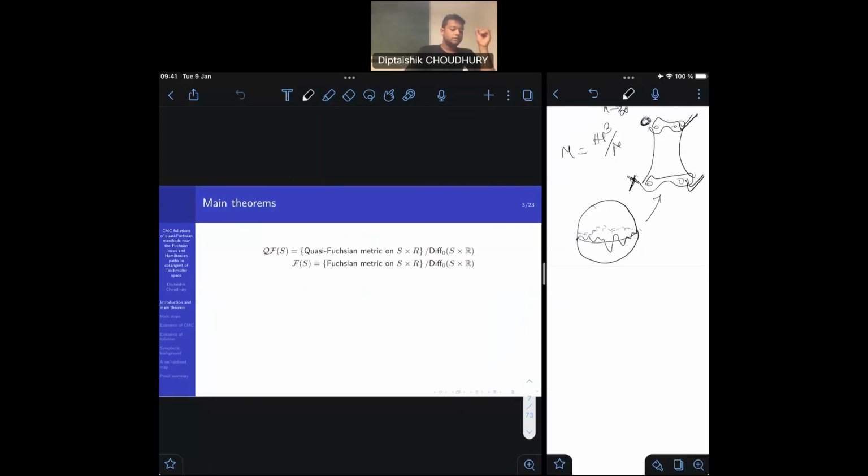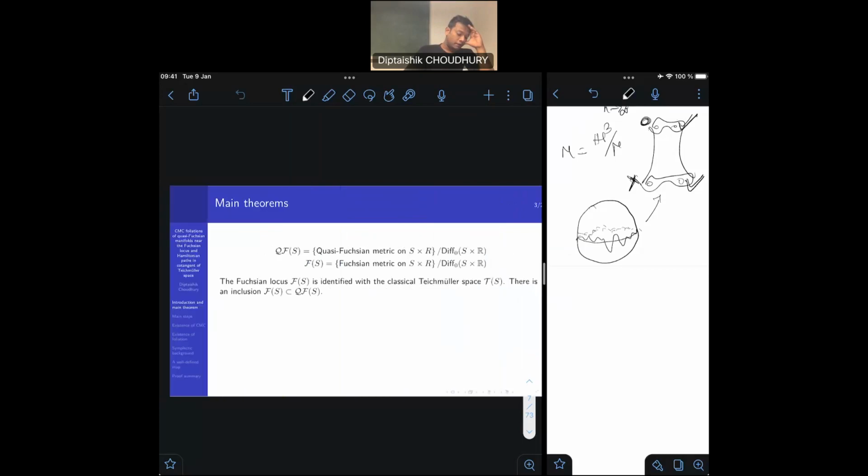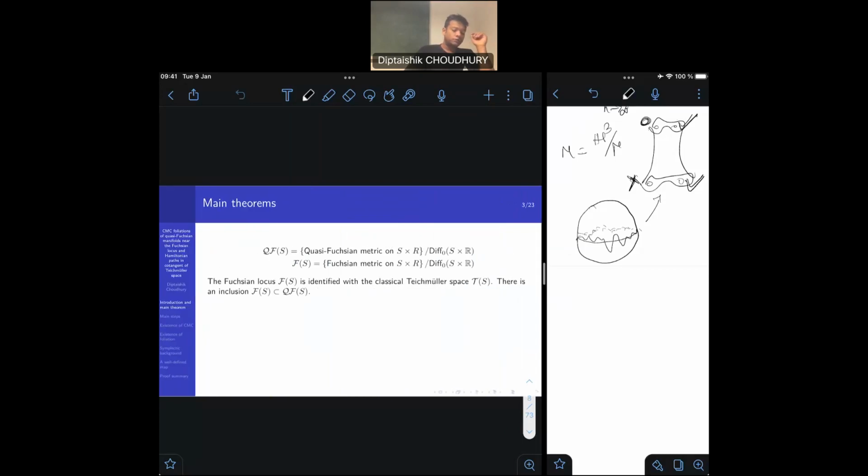So we will denote the space of quasi-Fuchsian metrics on S cross R as QF_S, and F_S to be the Fuchsian metrics, both up to diffeomorphisms isotopic to the identity. Moreover, notice that this Fuchsian locus is identified with the classical Teichmuller space, which is the space of hyperbolic metrics on the surface up to diffeomorphisms isotopic to the identity.